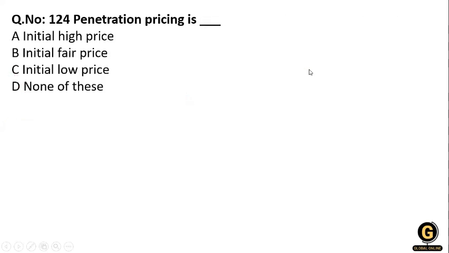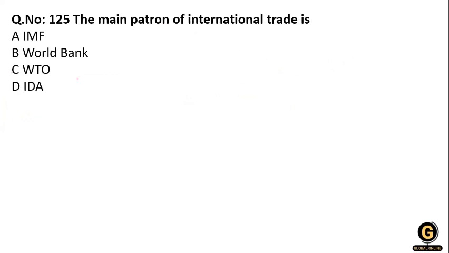Now next question, penetration pricing is initially low pricing. We have discussed it in the last video. Next, the main pattern of international trade is IMF, World Bank, WTO, and IDA. What is the right answer? The main patron of international trade, which trade organization? So option C is right, that is the World Trade Organization. WTO is an international organization whose primary purpose is to open trade for the benefit of all.